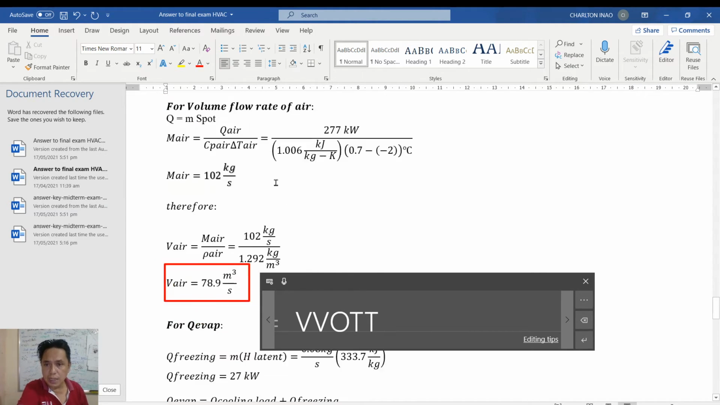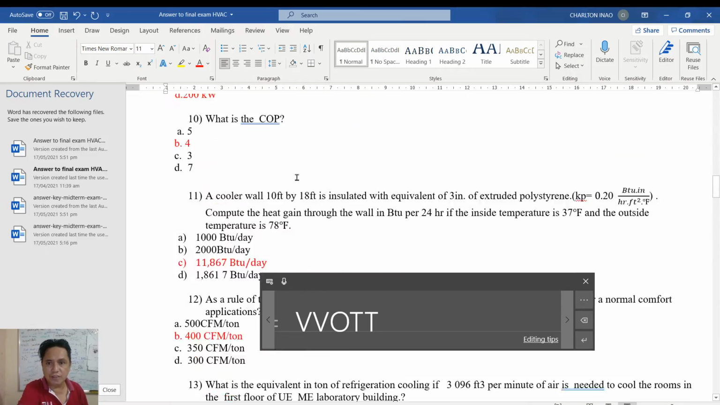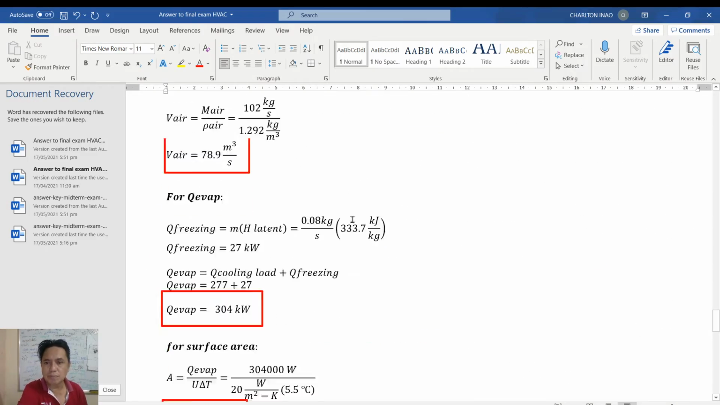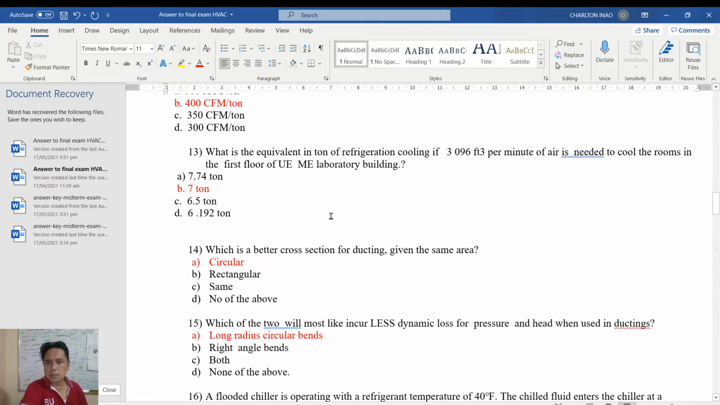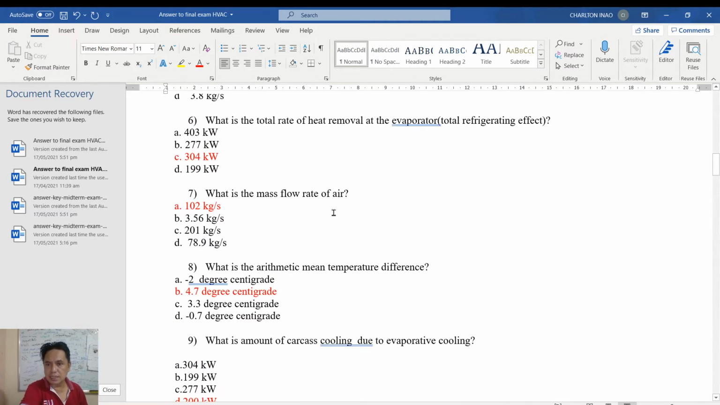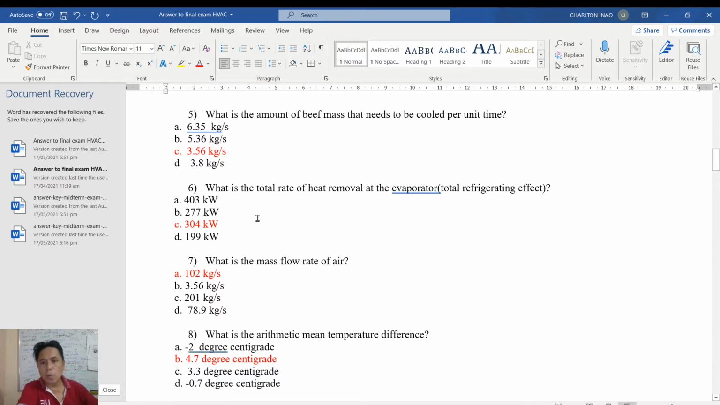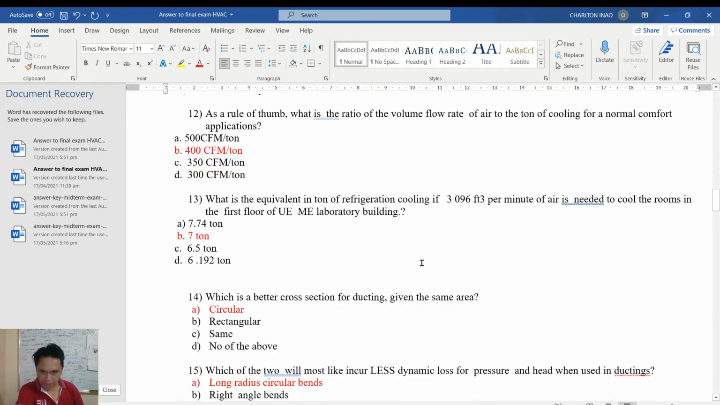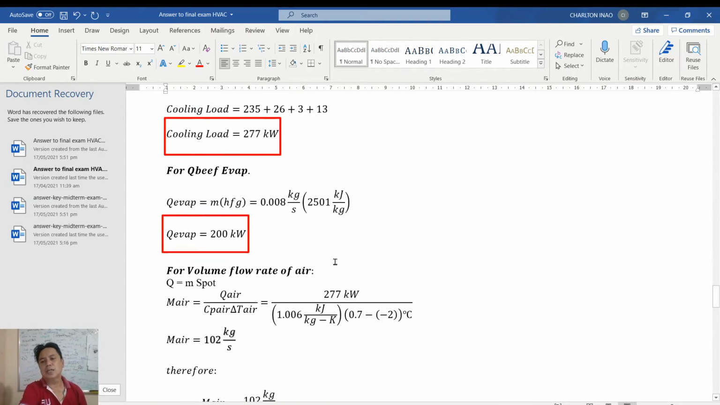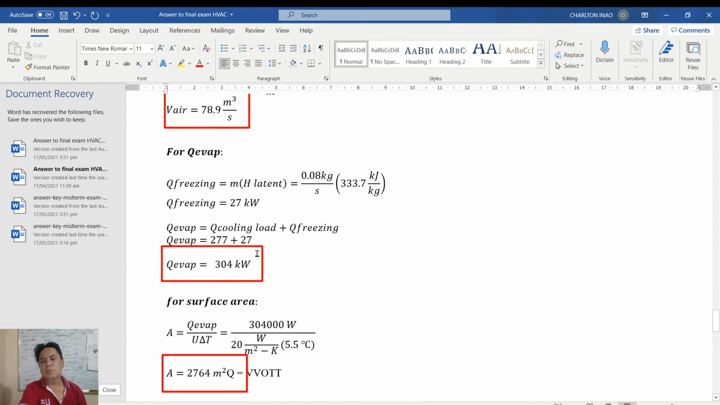Then for COP, what is the COP? That is the refrigeration effect over the work of compression. So the question here for the COP is: what is the total heat removal at the evaporator, or the total refrigerating effect? If you're going to get the refrigerating effect, that is the total heat that is removed. You're going to have that here. The total refrigerating effect was computed with this, right?